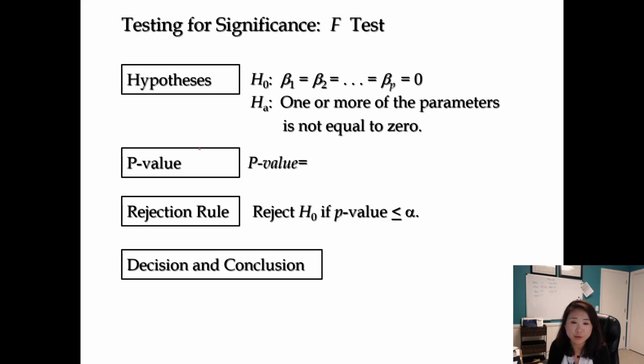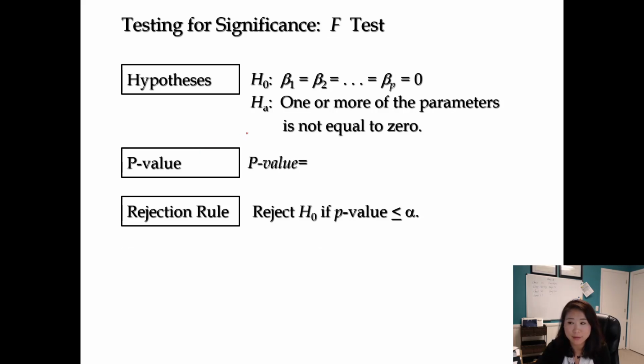You're going to reject H0 if the p-value is smaller than or equal to 0.05. Your decision will be whether you reject or do not reject your H0, and your conclusion will be whether the model is significant or not. So let's look at an example.